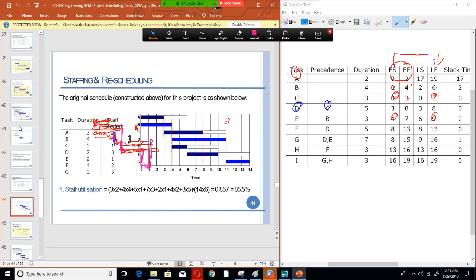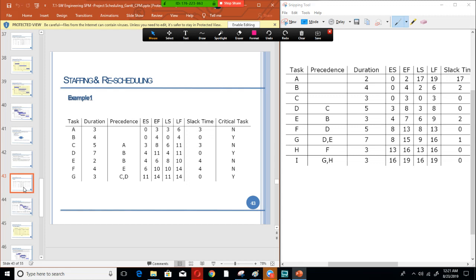So let us look at how we can easily do the staff utilization. If we look at the previous graph, we see that there are 3 critical tasks here.